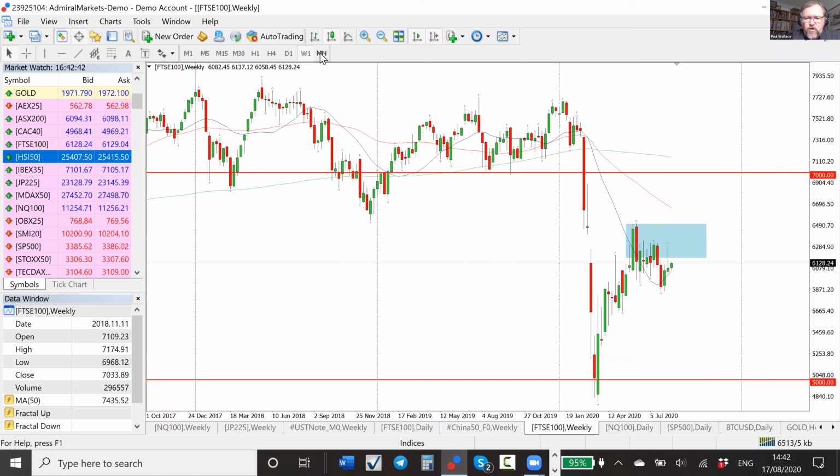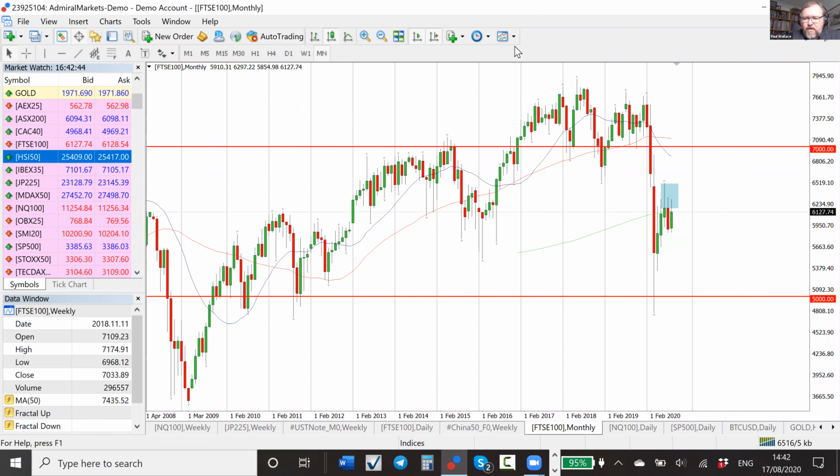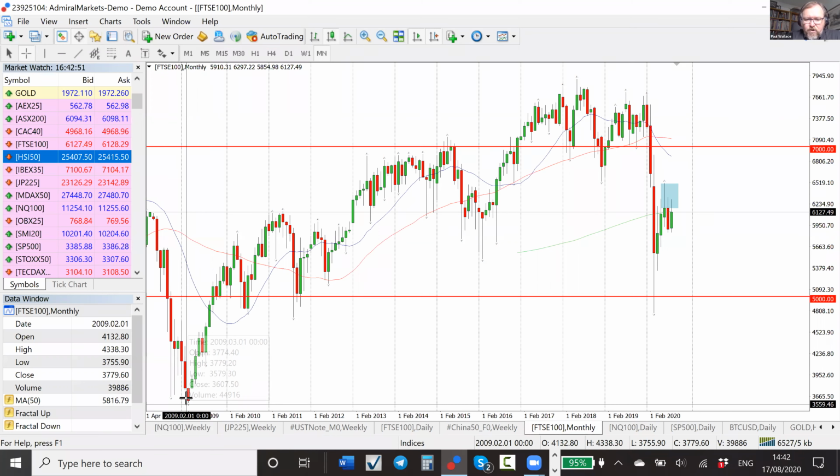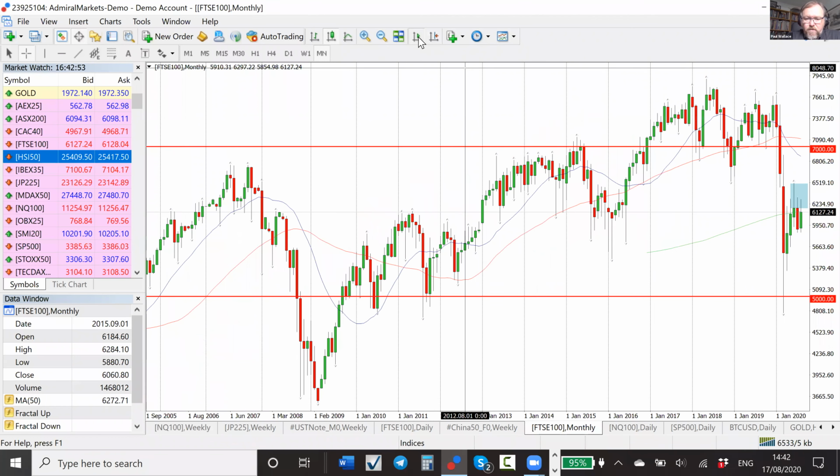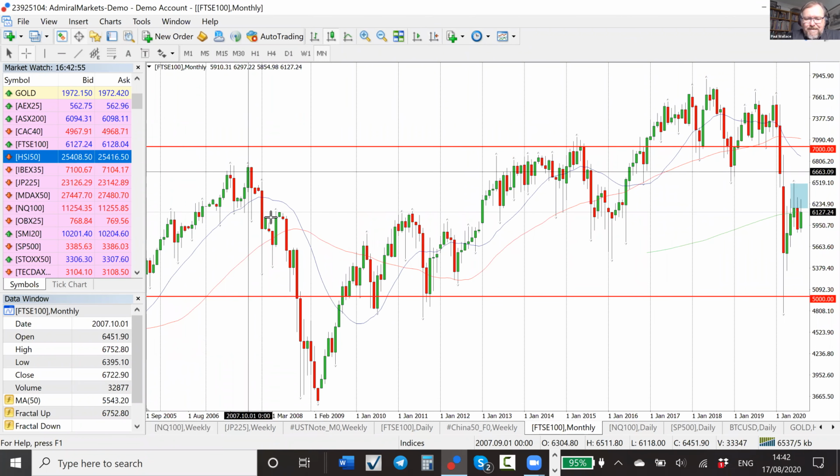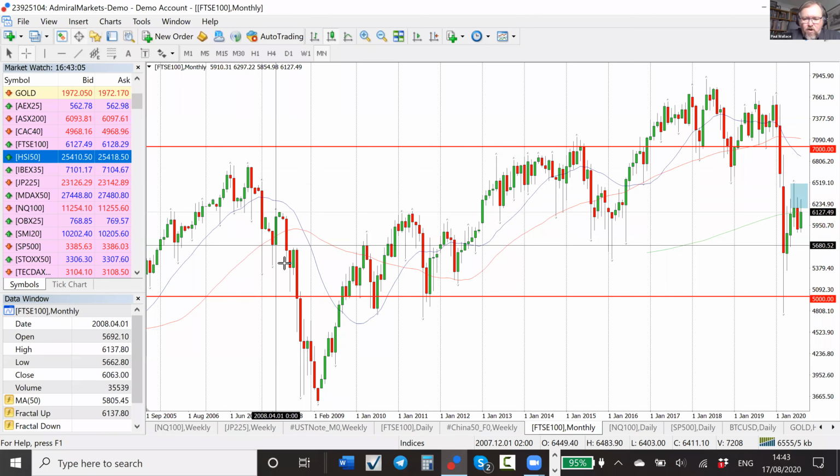So if we look here, let's go out to the monthly chart. Hopefully you can see, after those lows back in 2009, we most definitely had a bear market there, from what was 6,700. So we had a most definite bear market there, right?